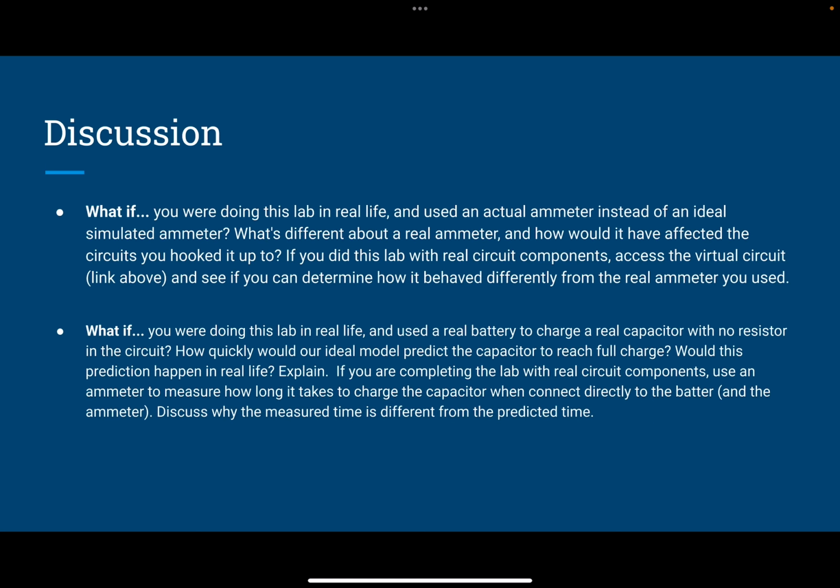So what if we were doing this lab in real life and used an actual ammeter? So this is essentially just asking the difference between real life and virtual, since we did do it in real life. Basically, in real life, an ammeter would provide resistance, meaning the charge values are less than they would be for a model.